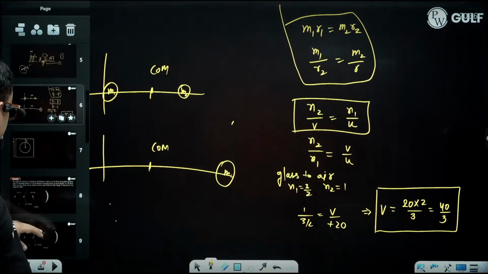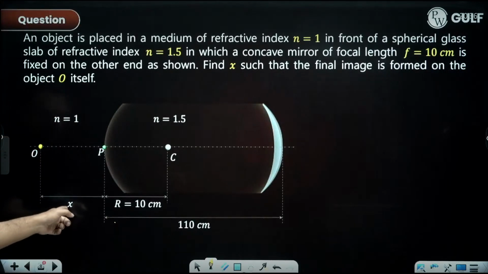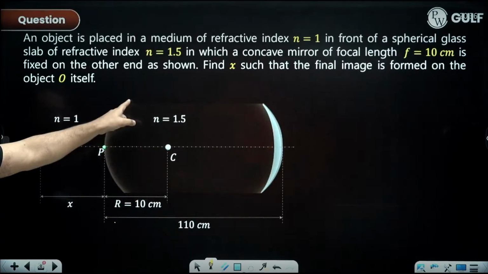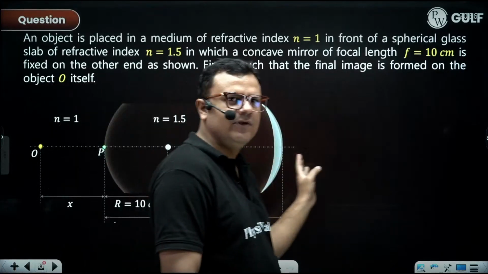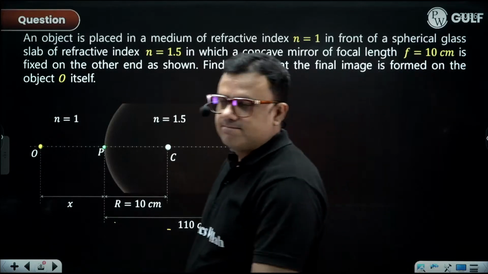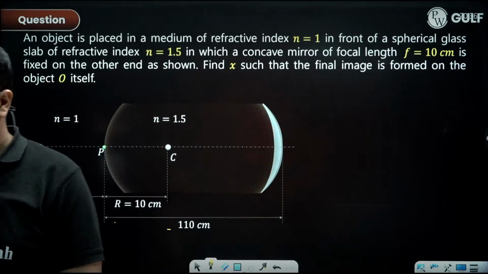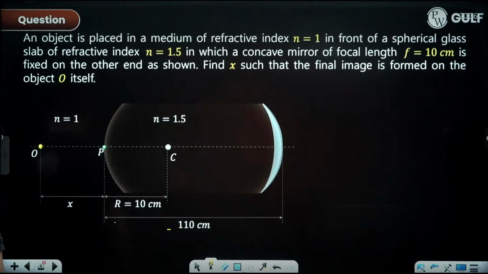Now let's come to another question. This is our object at the x position. This is the radius of curvature of this curvy part, and this is the distance of 110. I think this kind of question we have already done in the Sunday class. Am I correct or not?